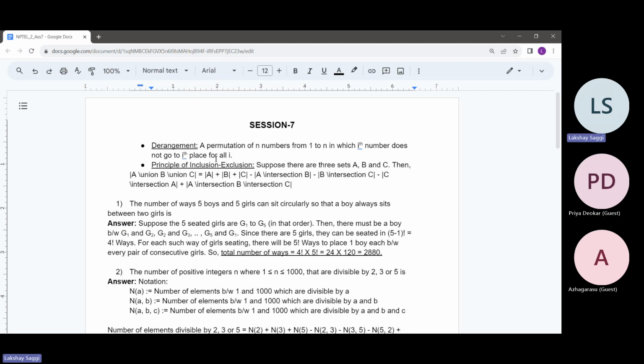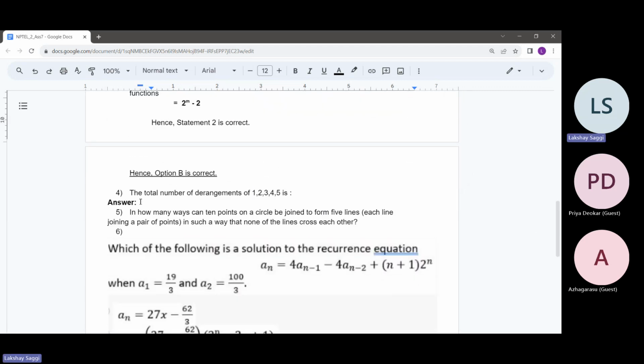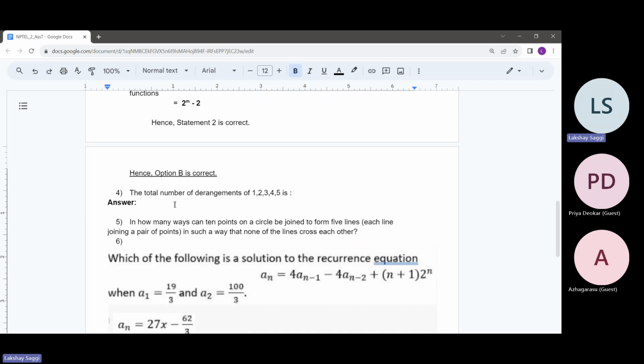So maybe I guess I have discussed this definition, so it should be clear to everyone. So yeah. Now in this fourth question, we need to find the total number of derangements of the set 1, 2, 3, 4, 5. I believe this is a very straightforward question and must have been covered in the lectures also.